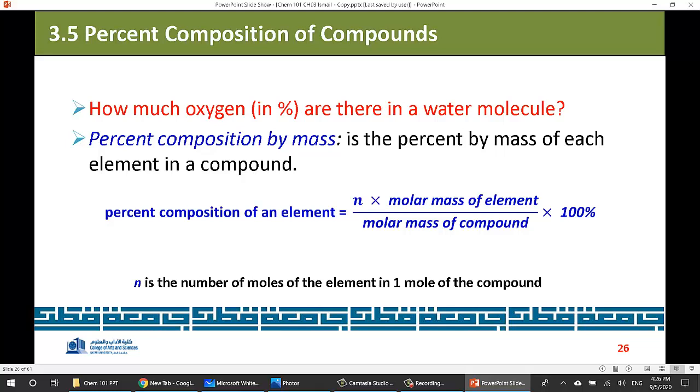The percent composition is an important topic in chemistry that we'll use to solve problems. We start by asking how much oxygen, in percent, there is in a water molecule. Now we know that in water we have 2 atoms of hydrogen and 1 atom of oxygen. And here we define the percent composition by mass as the percent by mass of each element in a compound. Basically it's n, how many atoms of the element we have, times the molar mass of the element, divided by the total mass of the compound, times 100%.